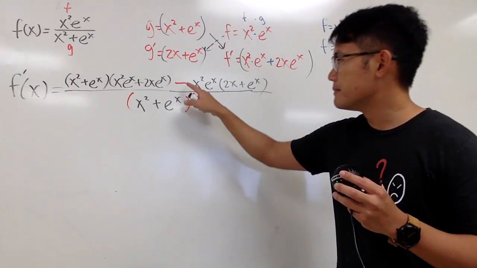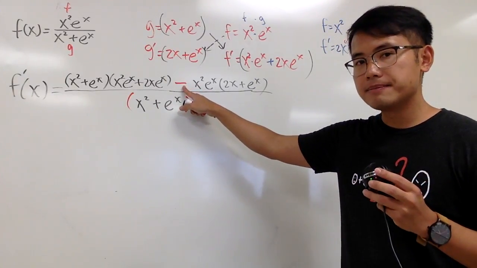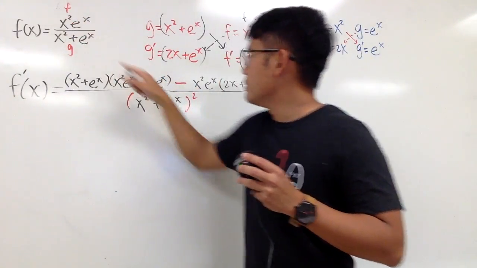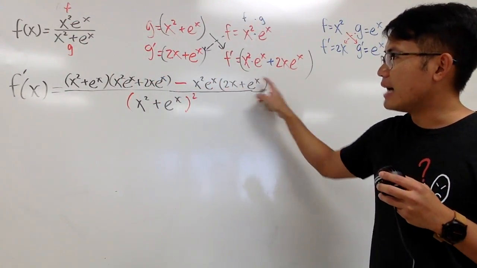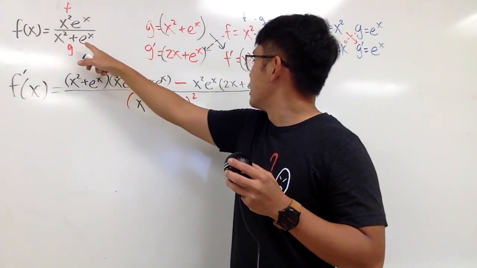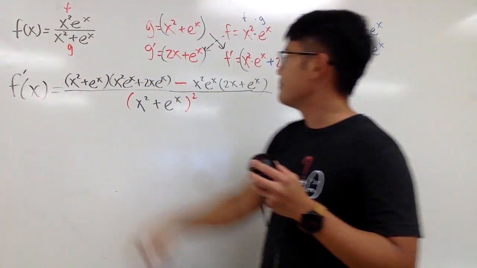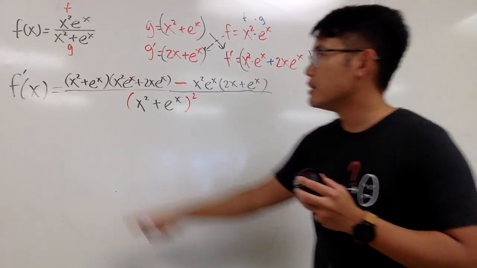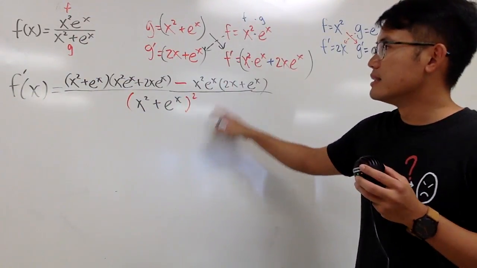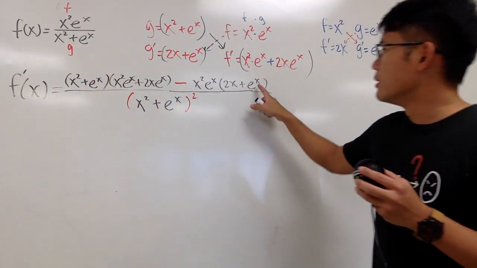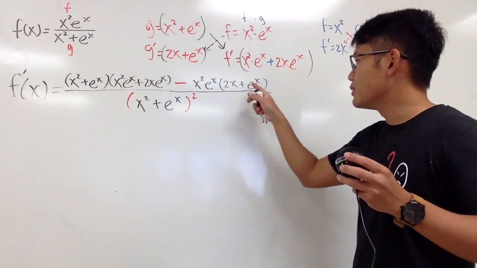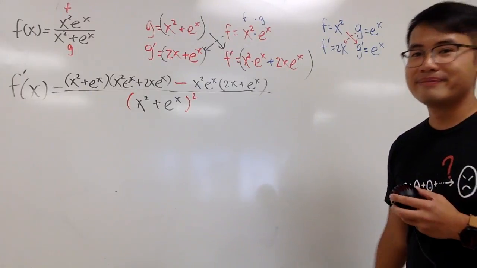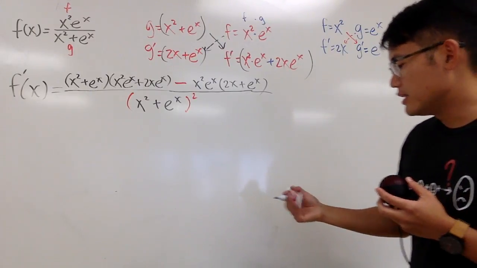And then minus, right, for the quotient rule, you minus the top function, which is x squared times e to the x, and then times the derivative of the bottom. And the derivative of the bottom, derivative of x squared is 2x, derivative of e to the x is still e to the x, and then because there are two different terms, right? Two terms, you just add them up. So that's what we have. And then this is what we'll do next.